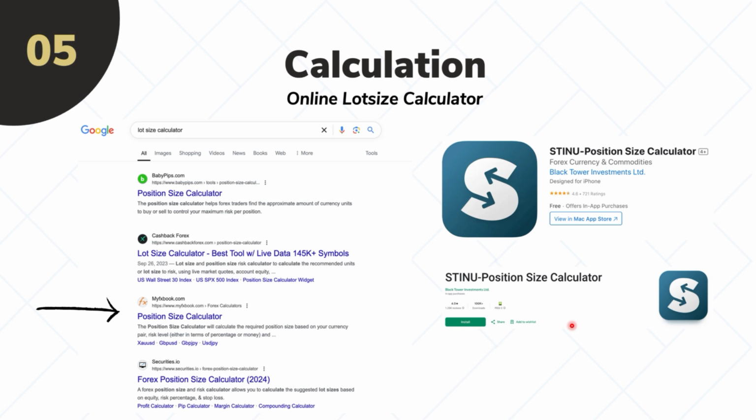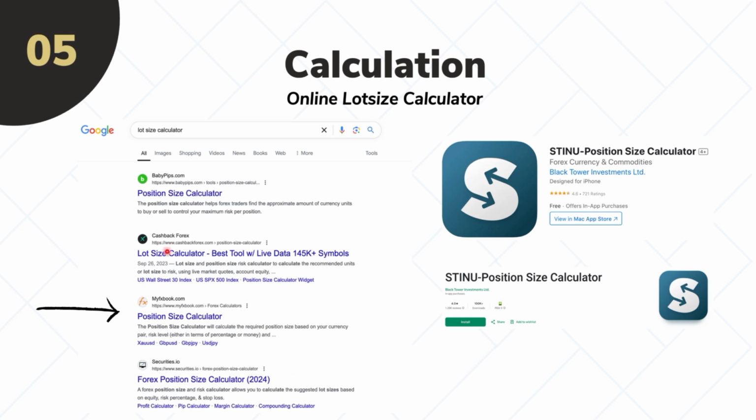You can start by just Googling lot size calculator. The one I like to use is the MyFXBook position size calculator when I am on my computer. And on my phone, I like to use Stinu. It's both for Android and for your iPhone. And Stinu is like, I think, $10. This is free. But when I am trading on my phone, I like to use this very quickly.